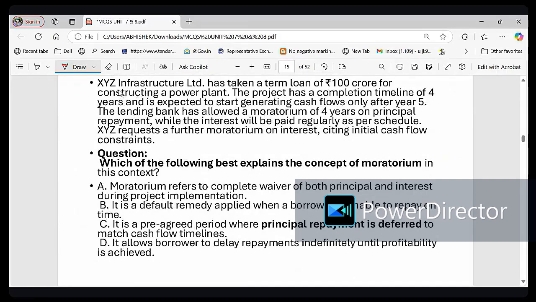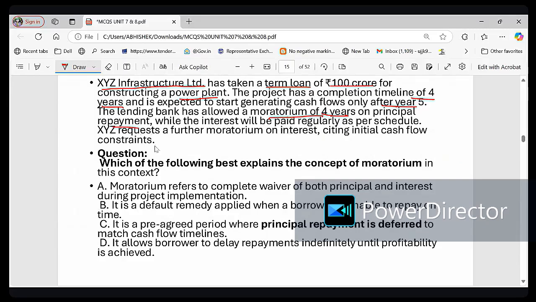What is happening here? A company named XYZ Infrastructure Limited takes a 100 crore term loan to build a power plant. It was a huge project. The plant will take 4 years to build and will only start earning money from year five. So the bank says, all right, we will give you a 4 year moratorium on the principal repayment. You will only pay interest during construction.